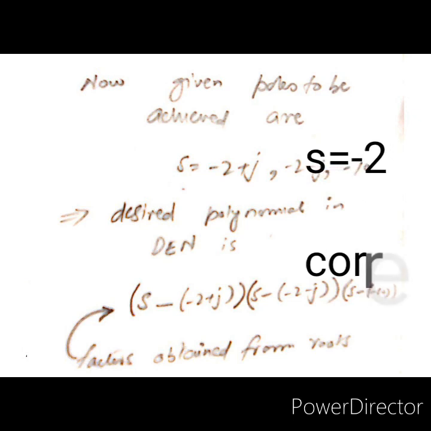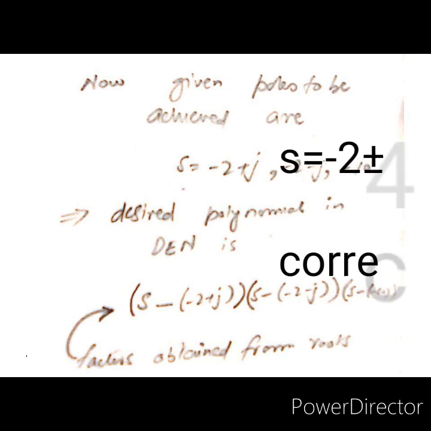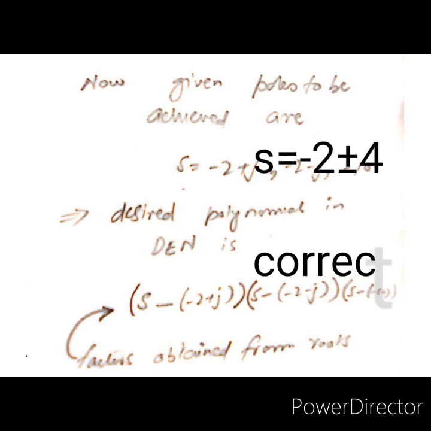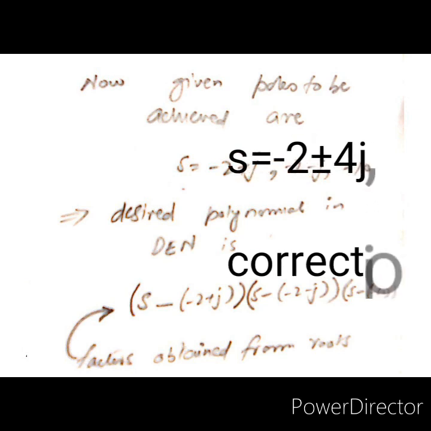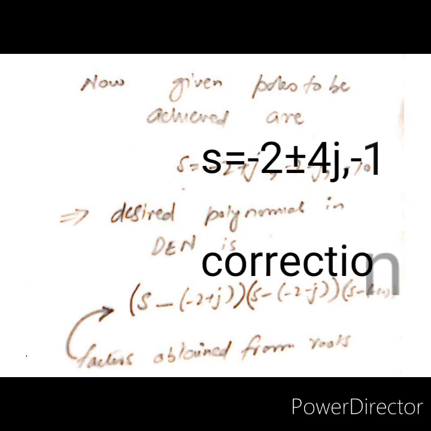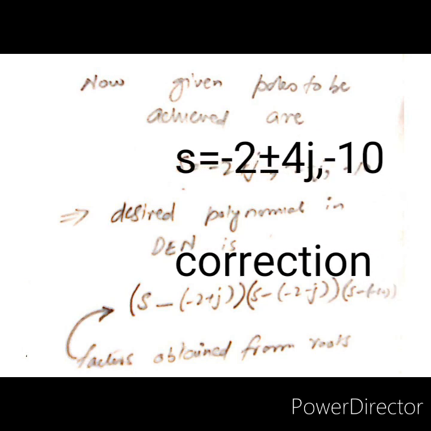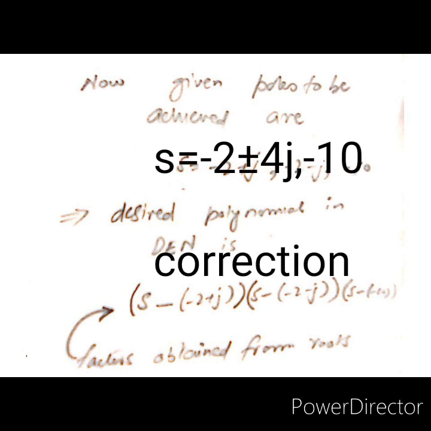Now the second thing is that we are given the required closed loop poles as -2 plus and minus j, and -10. On the basis of these closed loop poles, we will construct a polynomial. That polynomial is the required polynomial, that is the denominator of the required system's transfer function, the characteristic polynomial of the closed loop system. Using these poles we will construct a polynomial that will become the denominator of our final system's transfer function.